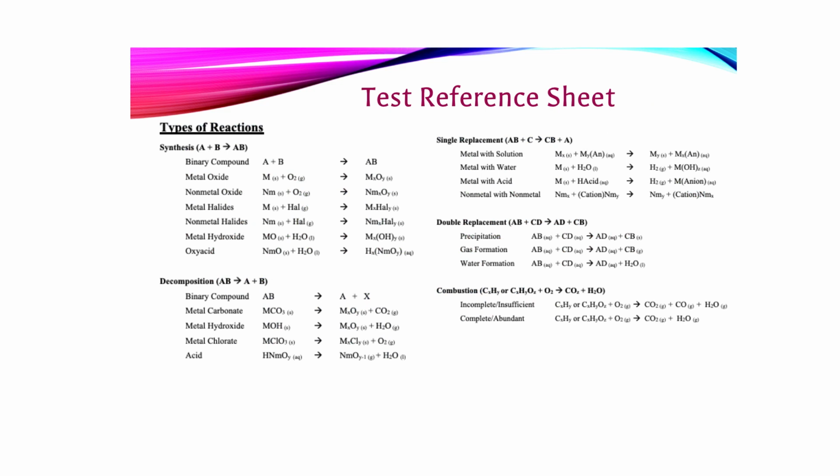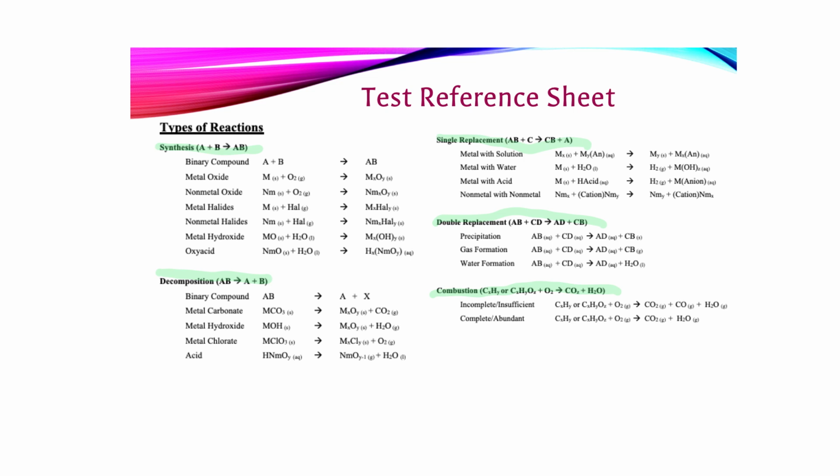Now, right off the bat, we are going to give you a lot of information on the test. So this is the reference sheet that you will see on the test. And there you see the 5 main types of reactions listed: synthesis, decomposition, single replacement, double replacement, and combustion. And underneath them, there are subtypes.